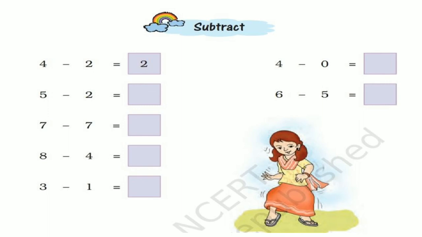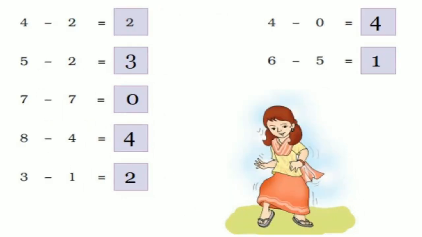Next, 6 minus 5. If we take out 5 from 6, what will be remaining? 1, isn't it? Let us count from 5 to 6. After 5, 6. Only one number we are counting. So 6 minus 5 is equal to 1.